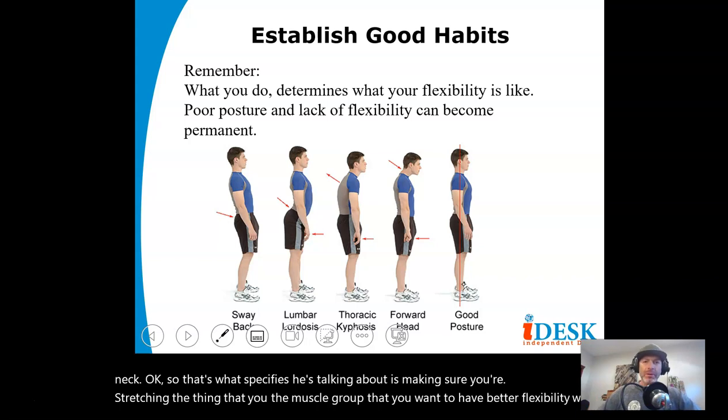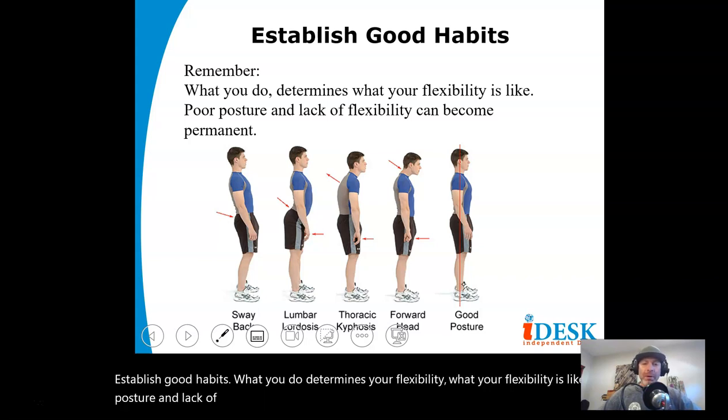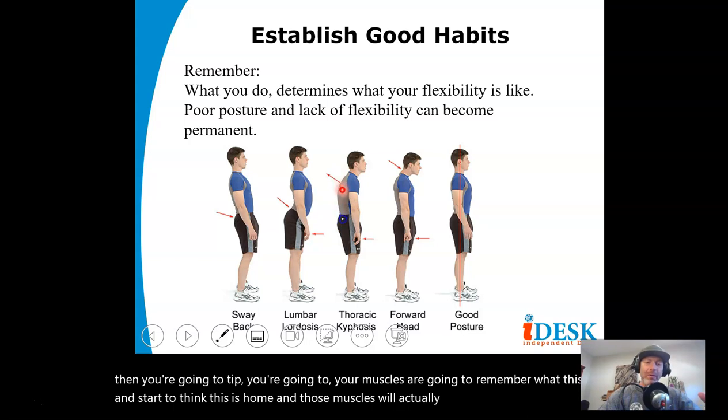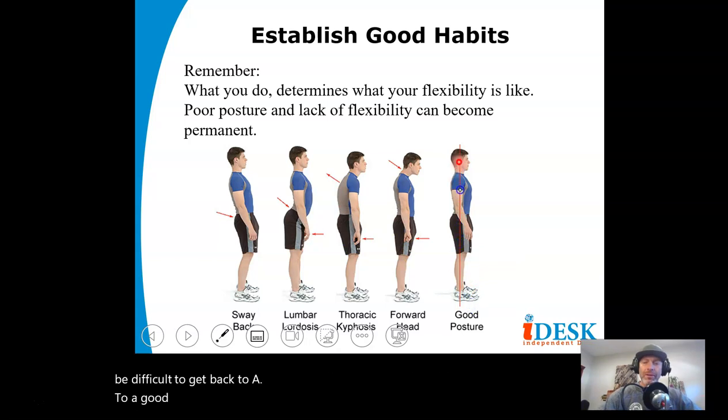Establish good habits. What you do determines what your flexibility is like. Poor posture and lack of flexibility can become permanent. So if you constantly sit slumped like this, then your muscles are going to remember what this is like and start to think this is home, and those muscles will actually tighten up over time, and it'll be difficult to get back to a good posture like this. So if you want to have good posture, you have to practice good posture.